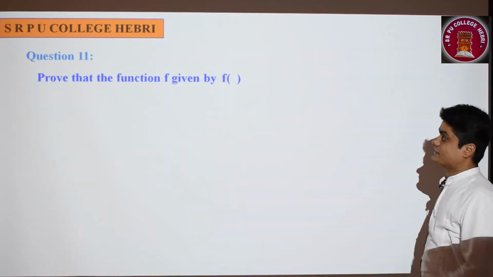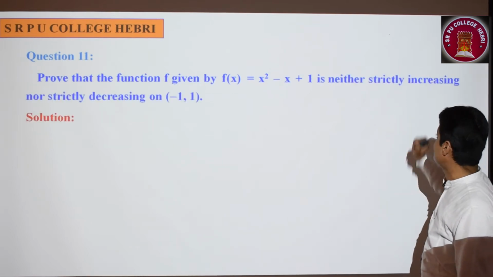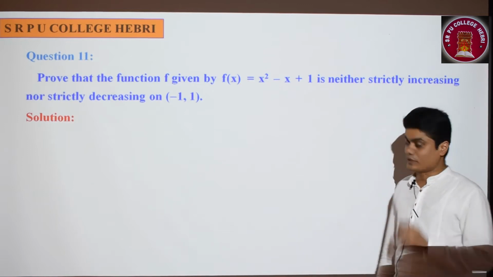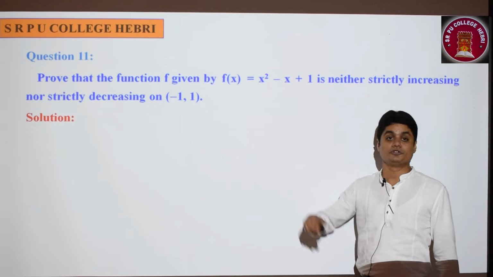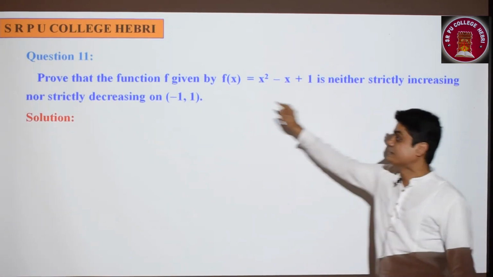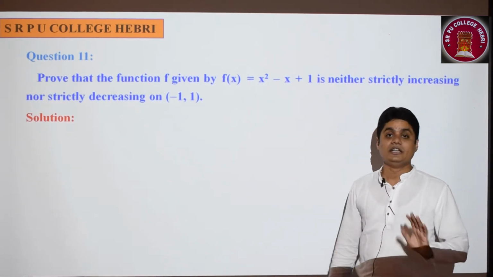The function f of x given by f of x is equal to x square minus x plus 1 is neither strictly increasing nor strictly decreasing on minus 1 to 1. So it's a prove that question. Remember, this is a prove that question. So the answer is given, you only have to prove it. So we have to prove that in this particular interval it neither increases nor decreases.